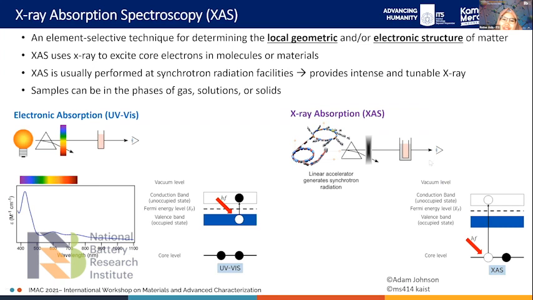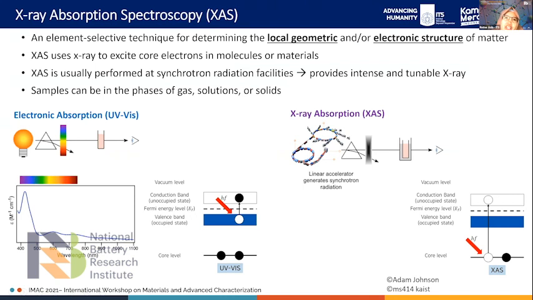And it's already explained by Professor Ichikuni, so I will go through this very fast. X-ray absorption spectroscopy is an element-selective technique for determining the local geometric and electronic structure of matter. What I mean by element-selective is that we can choose the targeted element or atom, so it doesn't require long range order, such as a crystal.